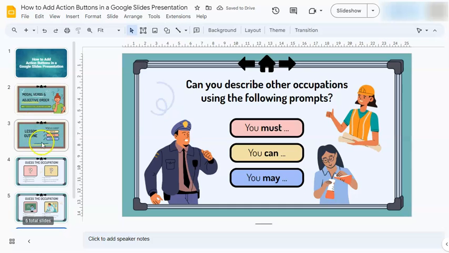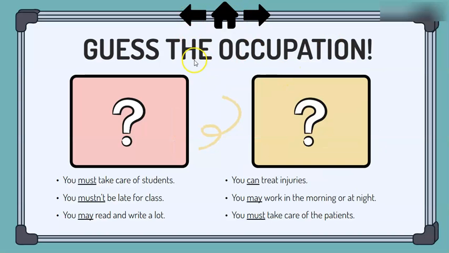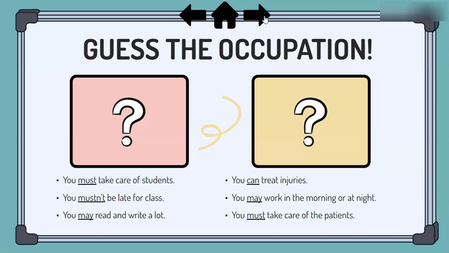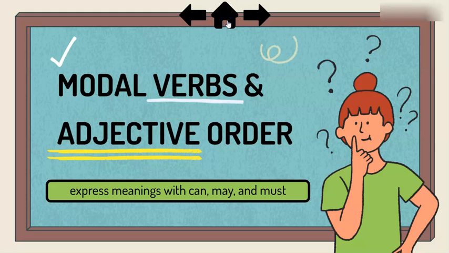So if we start our presentation here, let's say on the fourth slide, and click on our action buttons right here, this will bring us to the previous slide. This will bring us to the next slide. And this will bring us to the home page. And there you have it. That's how to add action buttons in a Google Slides presentation.